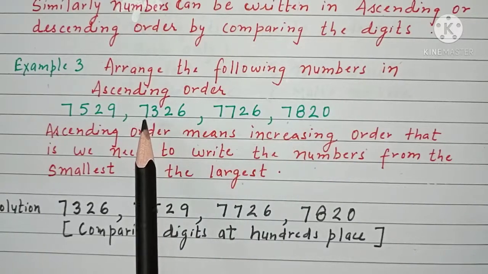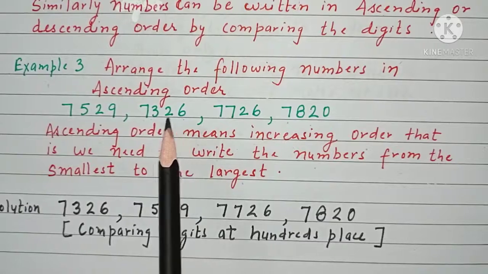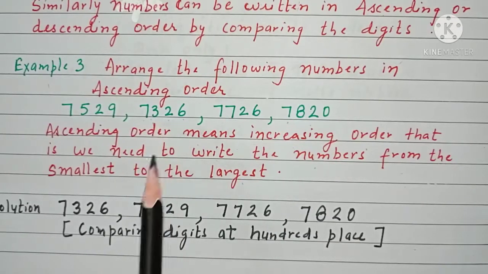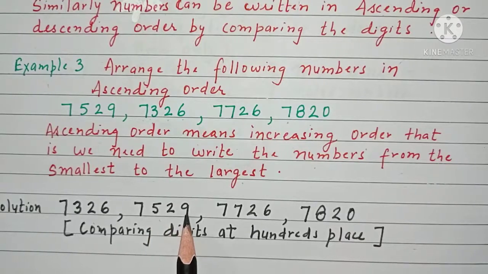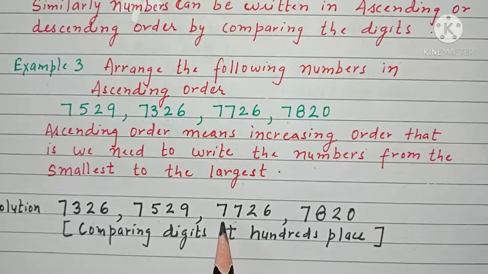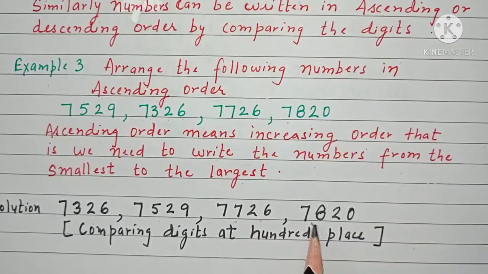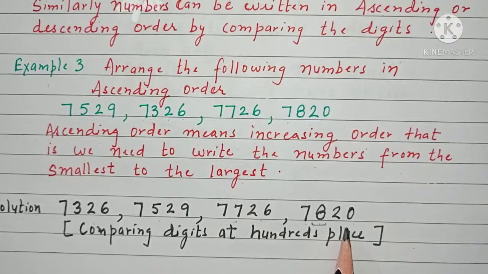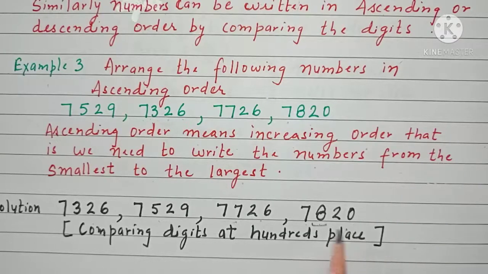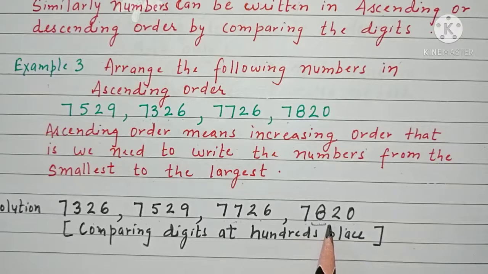We will look for the number which is having the smallest hundred. As we can see here, 7326 is having the smallest hundred. So it will be placed at first place. After that, 500s and the number is 7529. Now we will see for the next place, which would be 7726, and the highest hundreds is 8 and the number will be 7820. So this order is the ascending order, means the increasing order of the numbers from the smallest to the greatest.